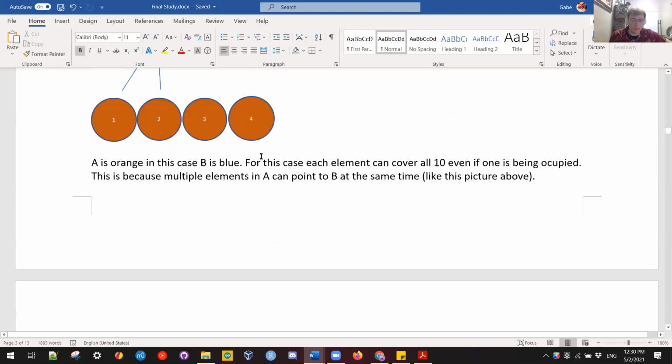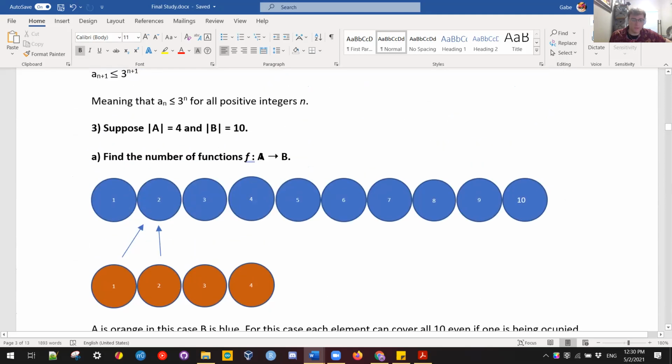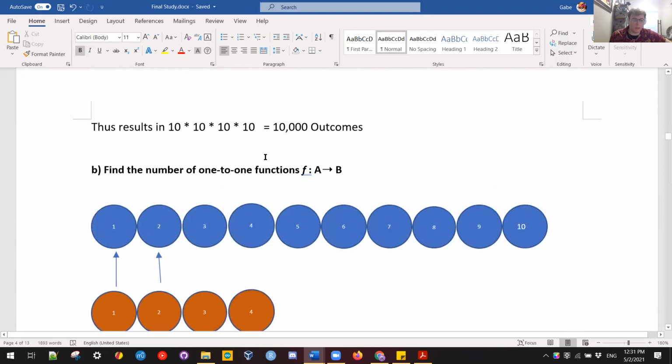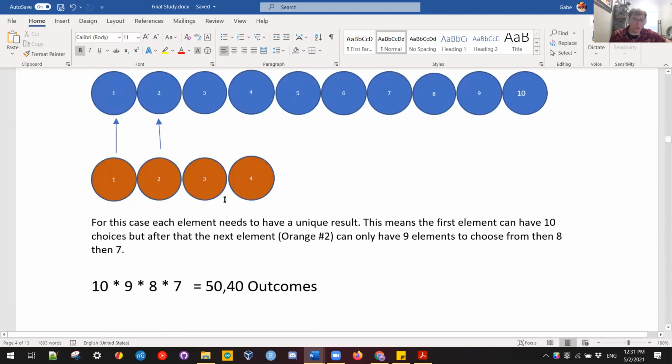Yeah, exactly. And then if we did have 1 to 1, then one would always be occupied. For example, one gets to choose from 10 elements. And once it chooses one, two can only choose 9 because one's already taking one up somewhere. It doesn't matter which one. And then three, well, 1 and 2 are already taking up something, so 3 only gets to choose 8, and then 4 only gets to choose 7, and you get 5040.